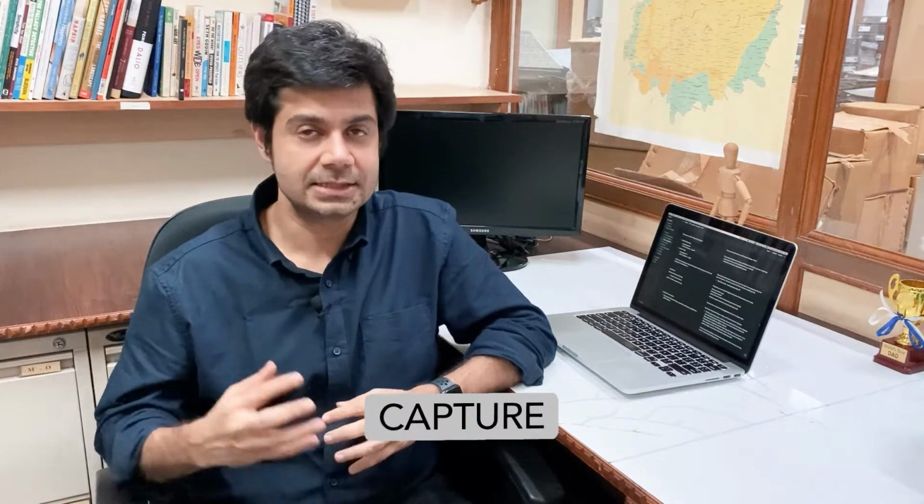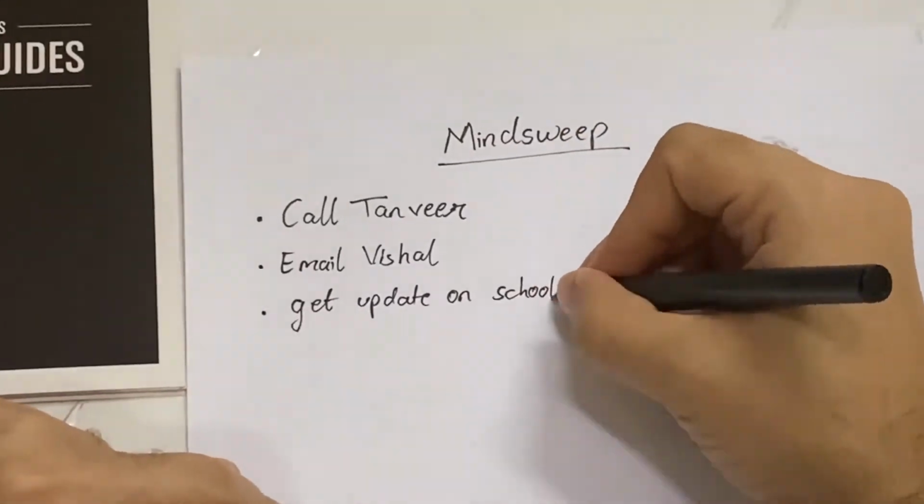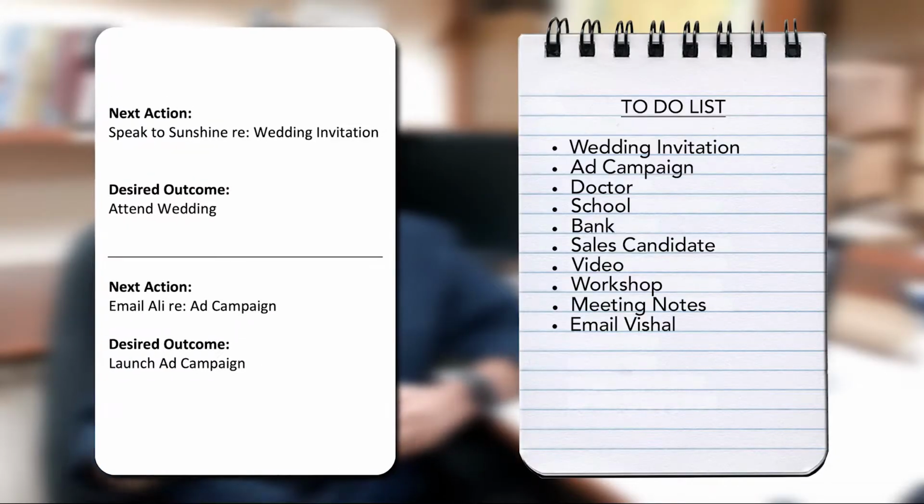If you've been following this series of videos and doing the exercises, by now you would have done the first step of getting in control, which is capture, that is getting stuff out of your head. You may have done a mind sweep exercise where you wrote everything down that has your attention. You would have then done the next step, clarify, which is asking what is the next action and what is the desired outcome for the things that you've written down.